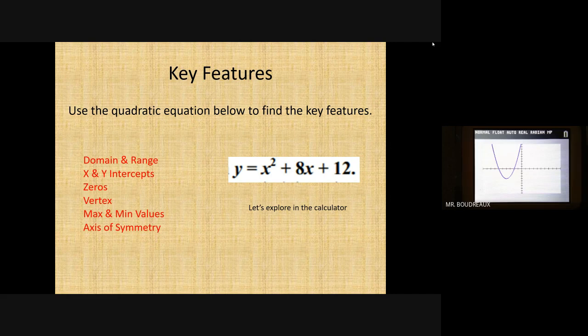If I'm looking for all of my possible x values, then I see it's going to continue to go up and continue to go out, which means all reals. The domain for this graph will be all real numbers.